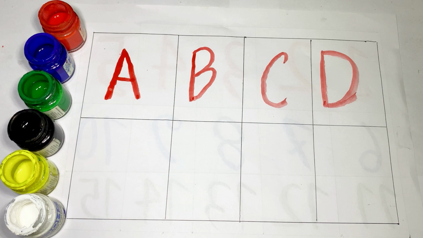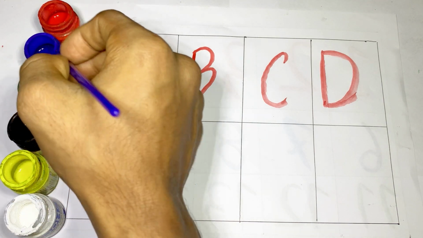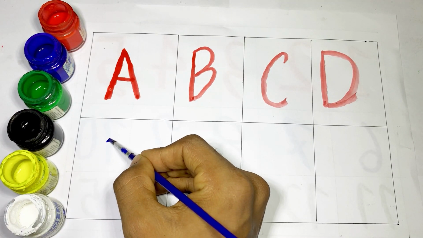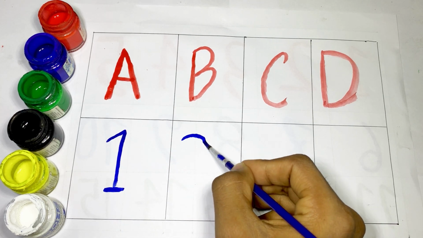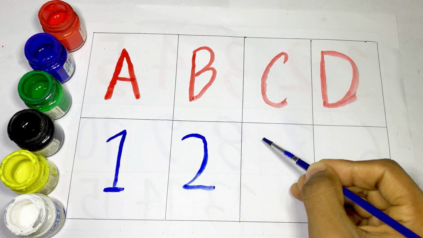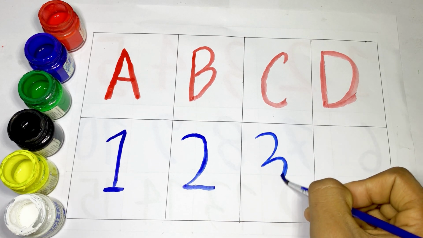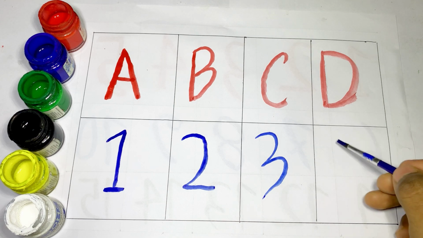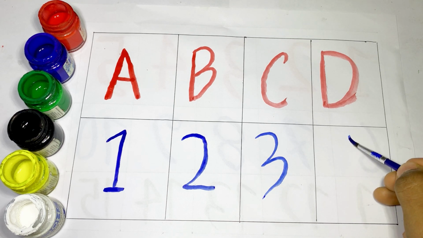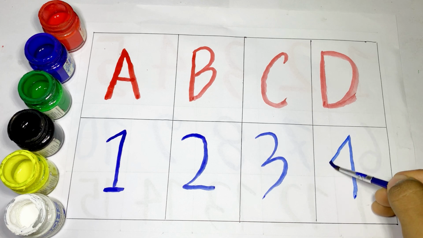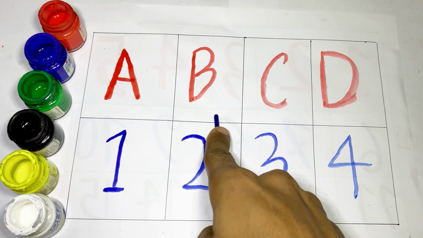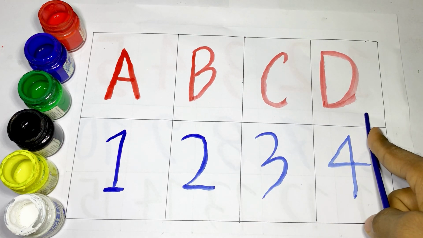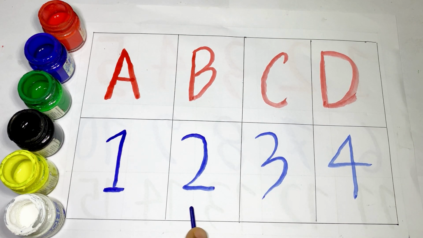The numbers of 1 and use blue color. ONE 1. 2, TWO 2. 3, THREE. 4, FOUR 4. Kids today draw A, B, C, D, numbers 1, 2, 3, 4.